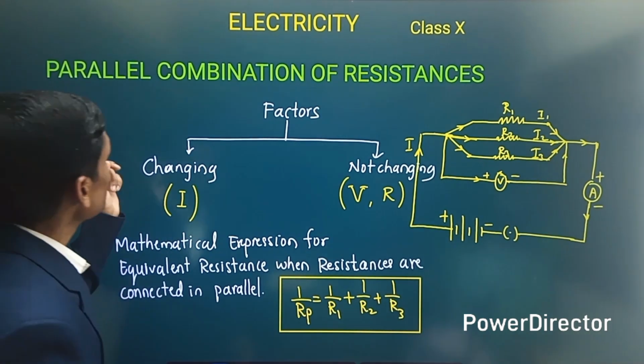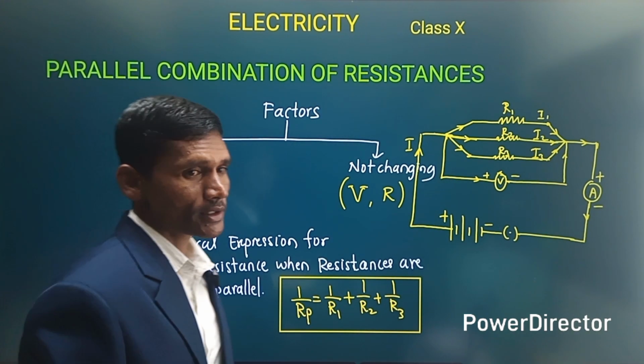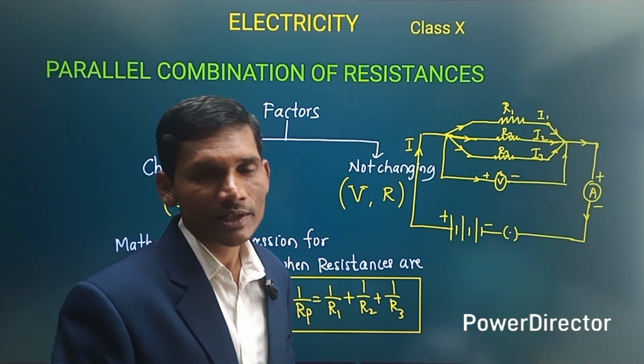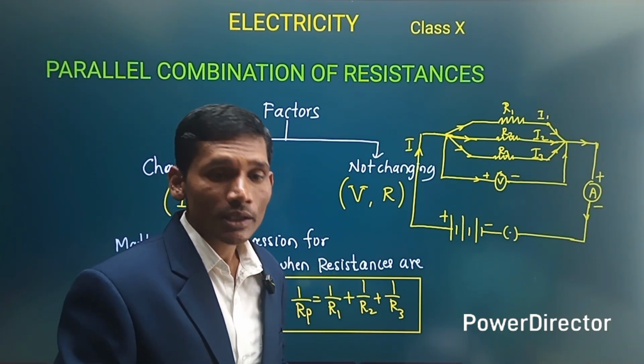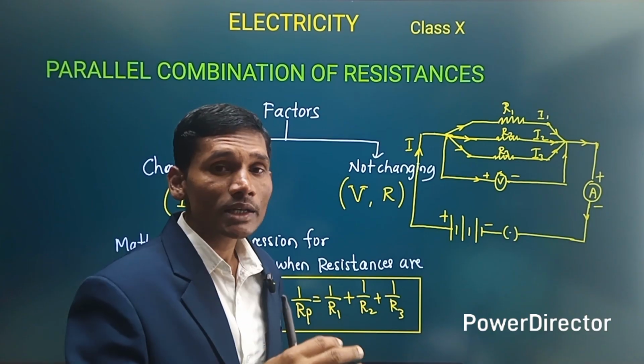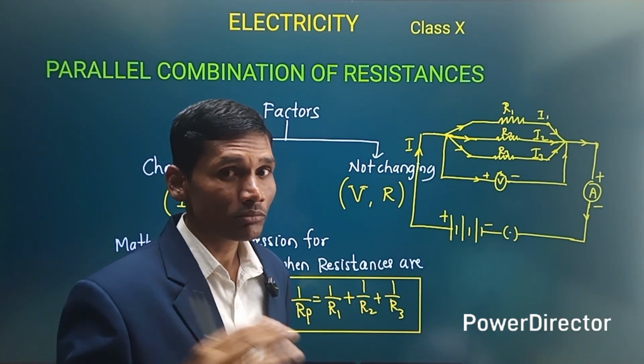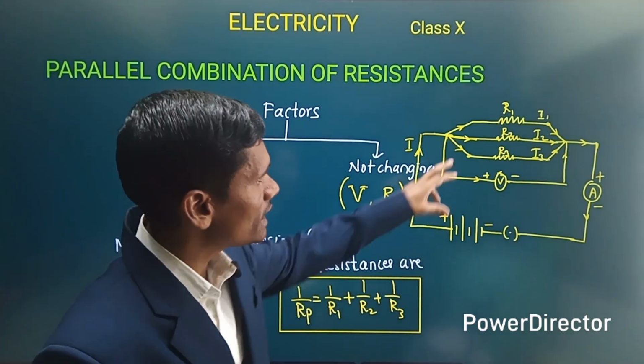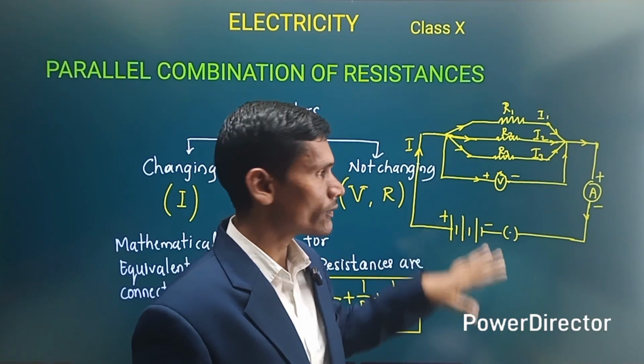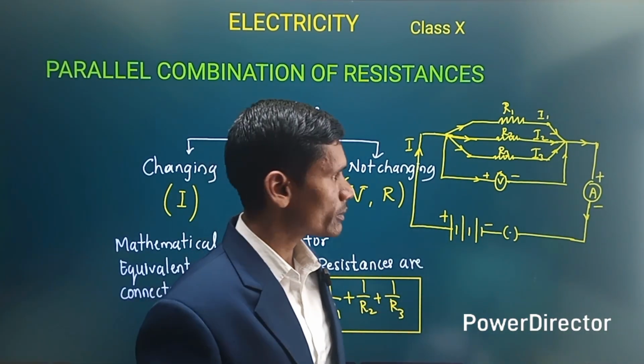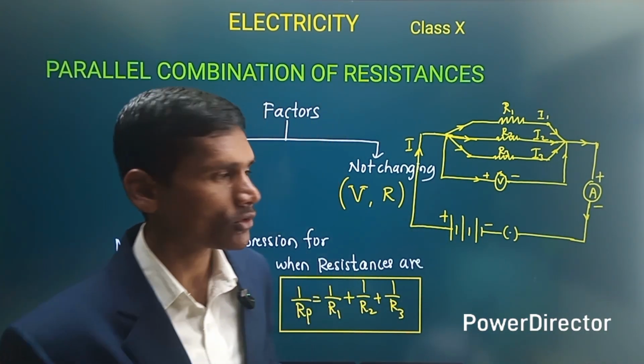Next, coming to the parallel combination of resistances. Here also, we need to understand what factors will change. In a parallel combination, the current divides as I1, I2, I3 and so on, but the potential difference remains constant because each resistor is directly connected to the source of electricity. So you have to remember that, and the resistances are constant, you know that already.